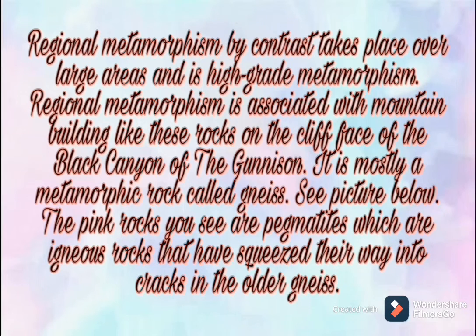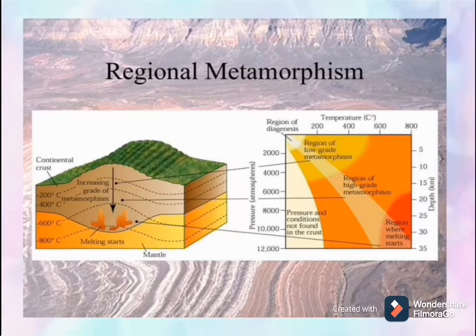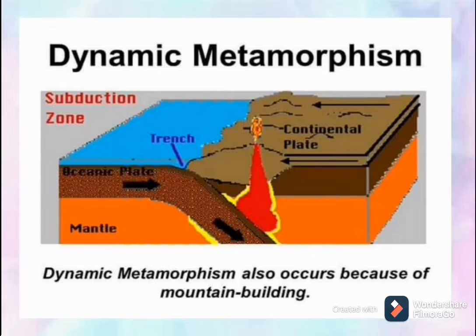Regional metamorphism, by contrast, takes place over a large area, and it's high-grade metamorphism. Regional metamorphism is associated with mountain building, like the rocks on the cliff face at the Black Canyon of the Gunnison. It's mostly a metamorphic rock called gneiss. See pictures below. The pink rocks you see are pegmatites, which are igneous rocks that have squeezed their way into cracks in the older gneiss.